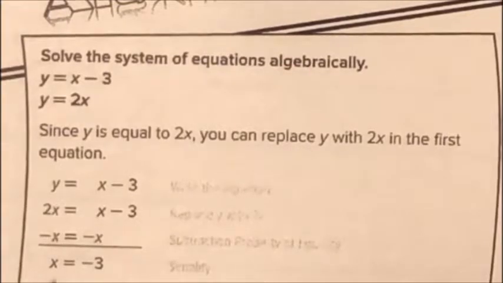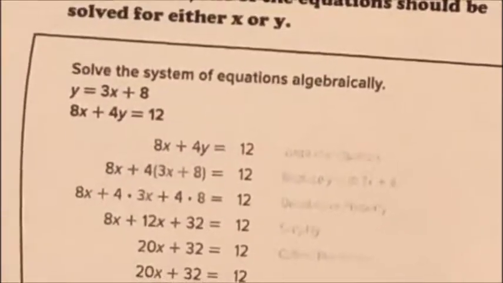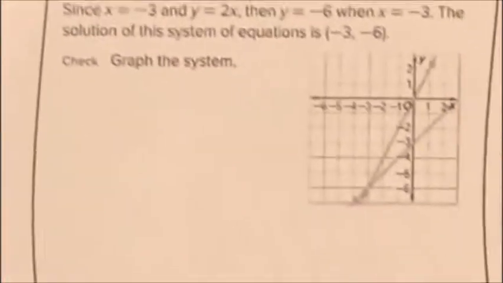Then I can plug this back into one of my equations and solve for y. So I'm going to plug it back into y equals 2x. 2 times negative 3 gives me negative 6. So when x equals negative 3, y equals negative 6, and the solution of the system of equations is negative 3, comma, negative 6. I can check by graphing, and I do get the same solution point. Okay. Second example, I want to make sure you got all that. Yep, graph.